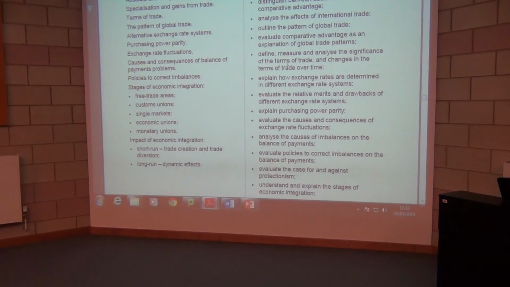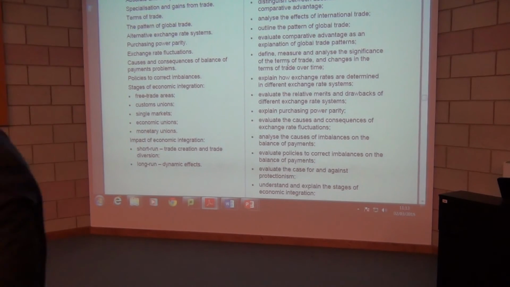What, Lewis, might the question be from this section? Distinguish between absolute and comparative advantage. Now, why might that be a very likely question, Lewis?